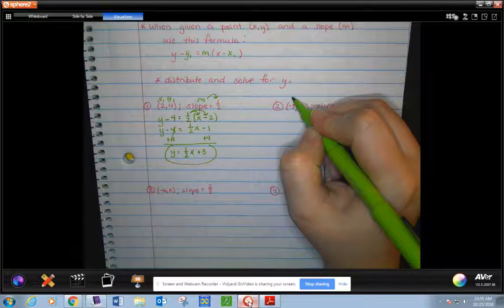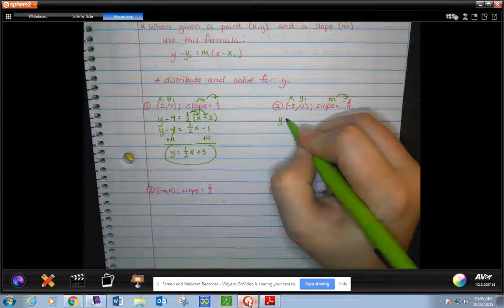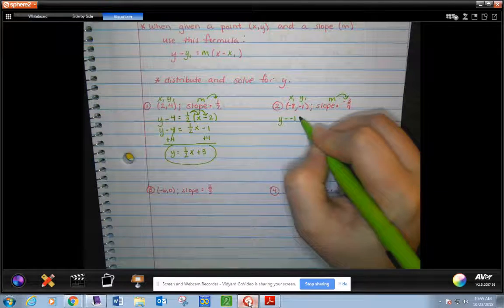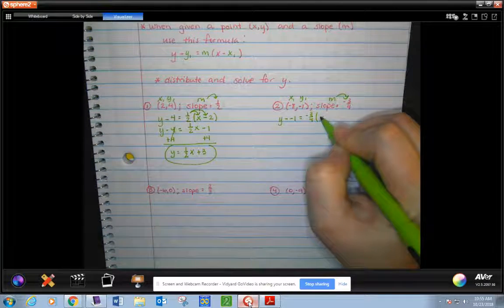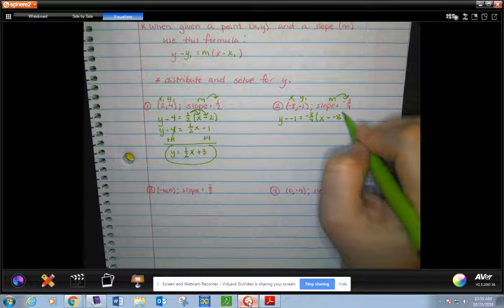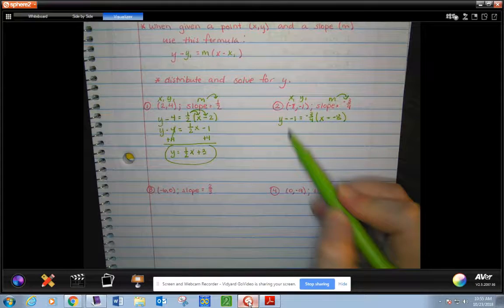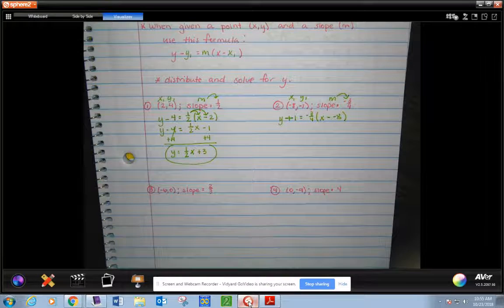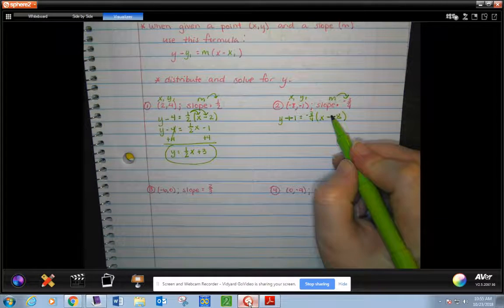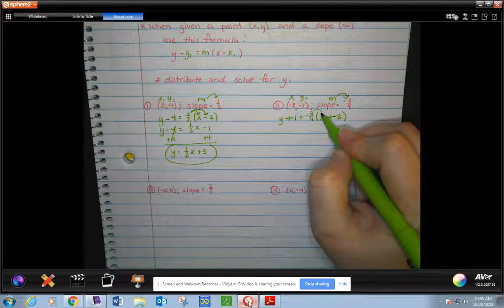For the next problem, I have x1, y1 as (-8, -1), and my slope is -3/4. I'm going to plug this in. y minus -1 equals, my slope -3/4, times x minus -8. Before I begin to solve this problem, I notice I have double negatives, and distributing double negatives starts to get tricky. When you see double negatives, I just connect them and make it a plus sign, because a double negative is a plus anyway. So I'm going to change my double negatives, and now I'm going to distribute.